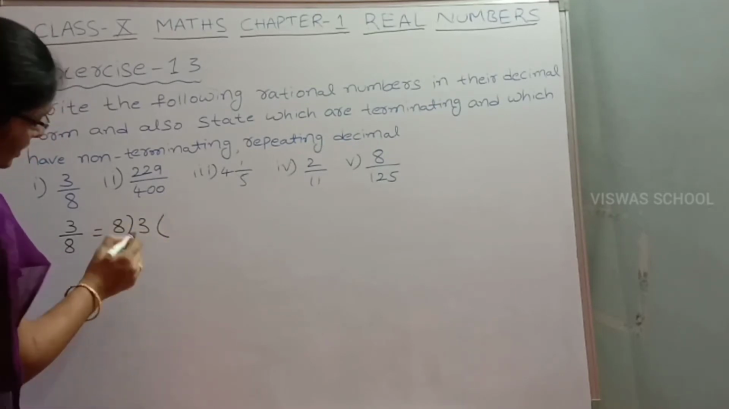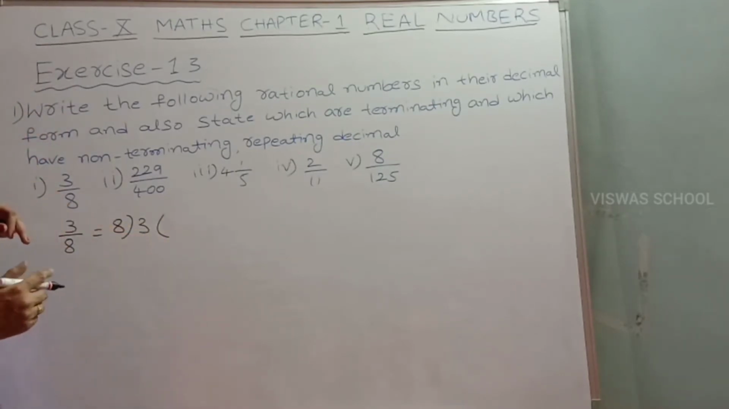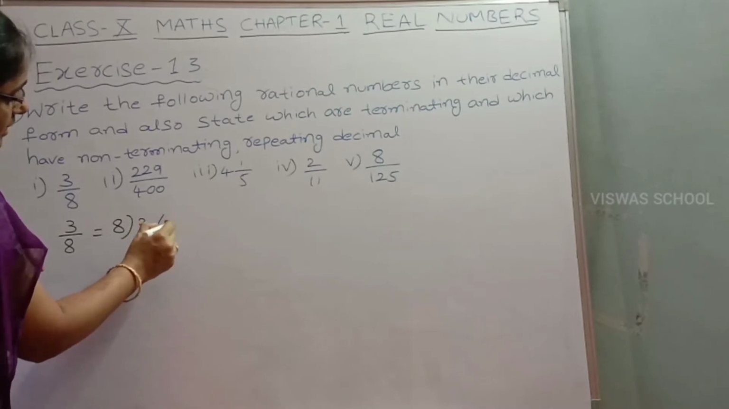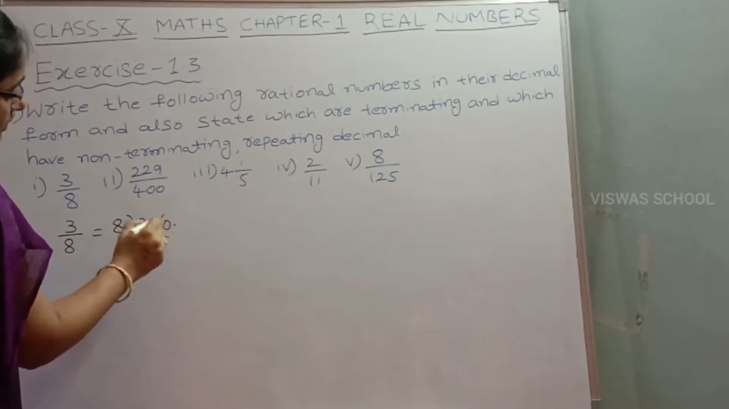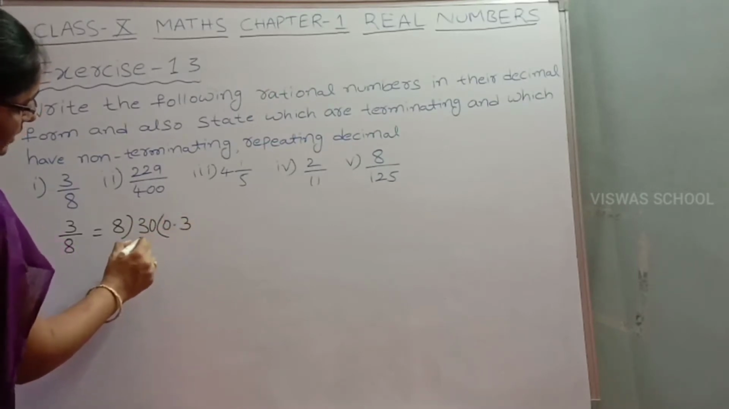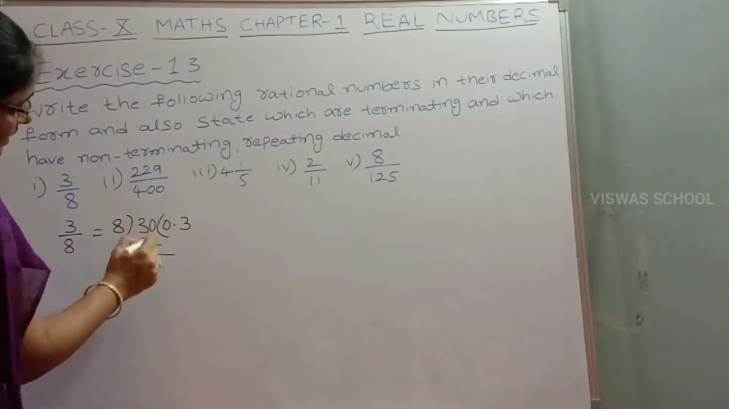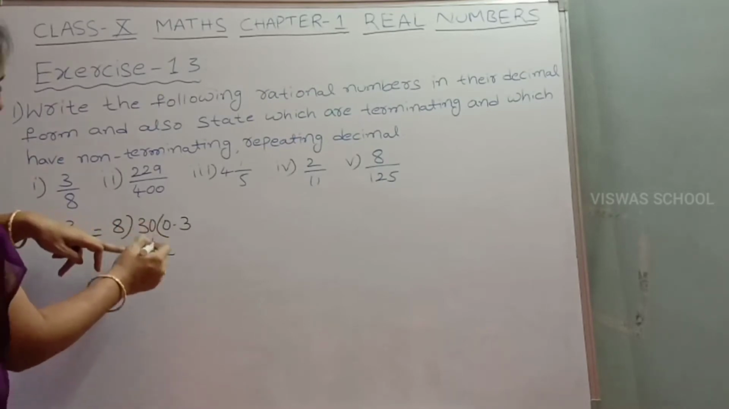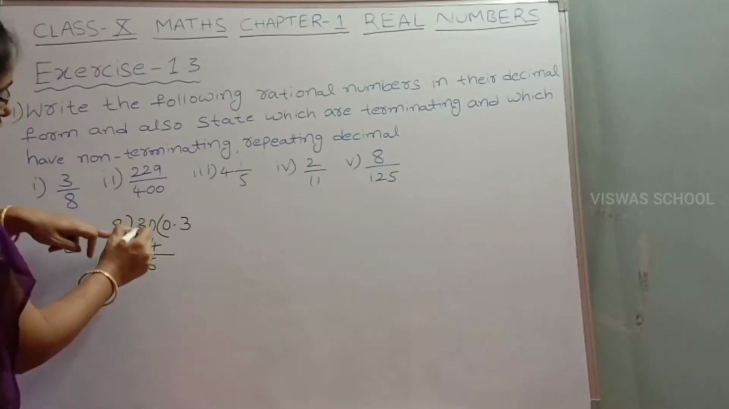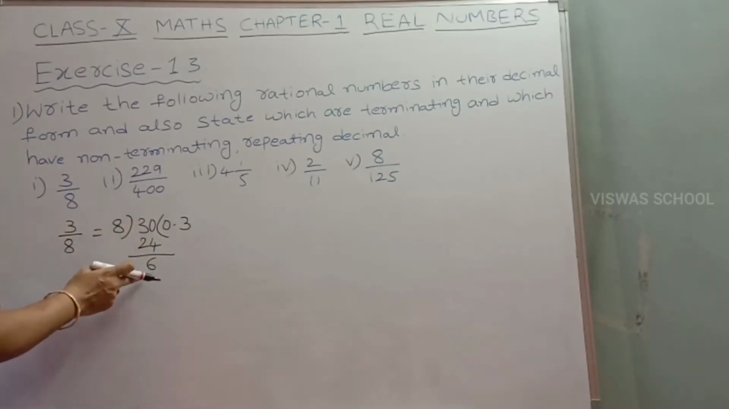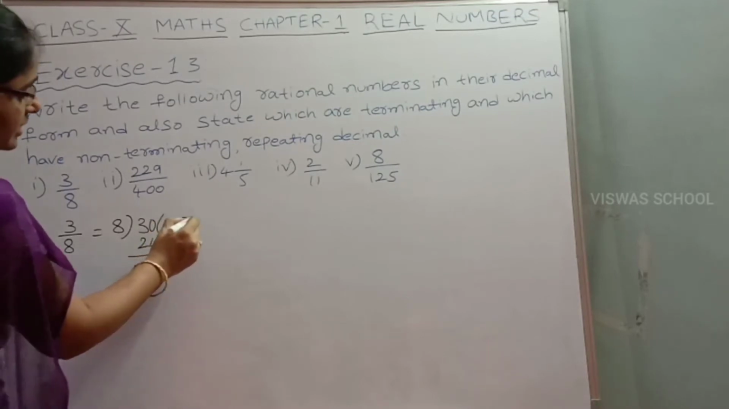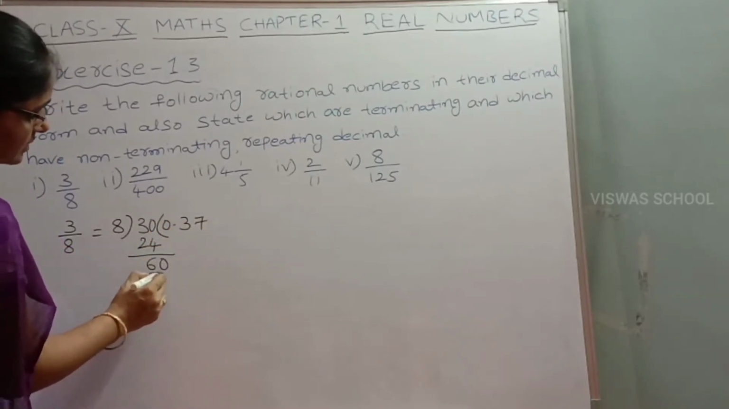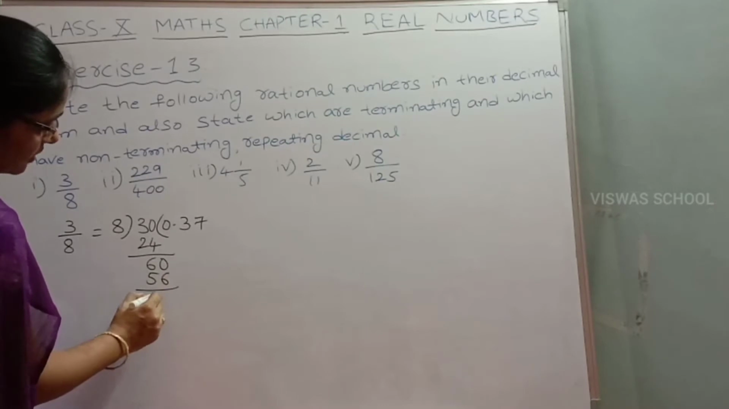Now, 3 is less than 8. That's why I am taking here decimal 0 point, that is 30. Now 8 3s are 24. Now 30 minus 24 is 6. Again 6 is not divisible by 8. Now again I am taking 0. Now 8 7s are 56. Now 60 minus 56 equals 4.